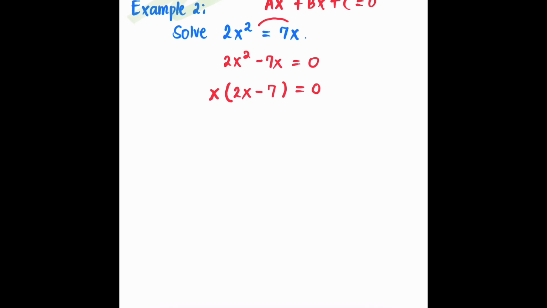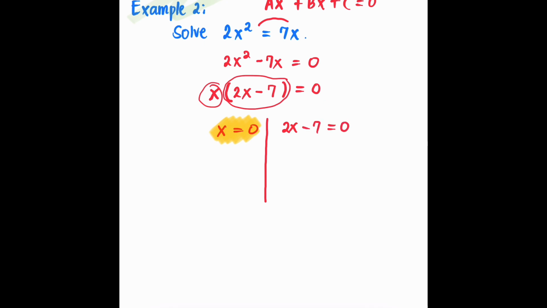Okay, now from here, we can actually identify the solution. So the first factor is x. So you take x and equate it to 0. That's actually our first factor, or the solution, the first solution we're looking for. Then for the second factor, we take this, you get 2x minus 7 equated to 0.